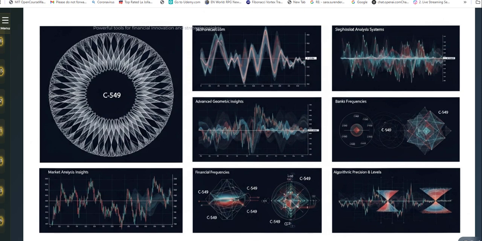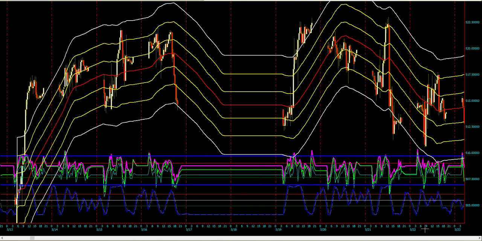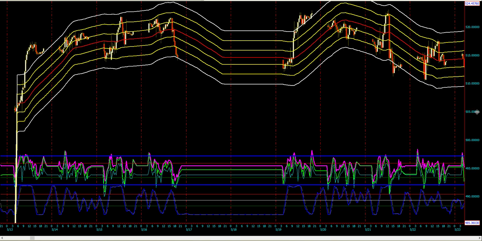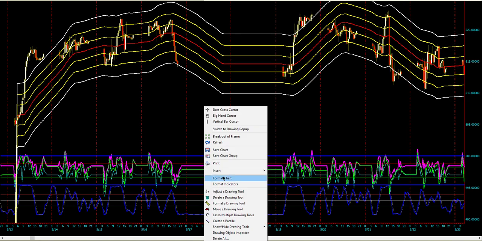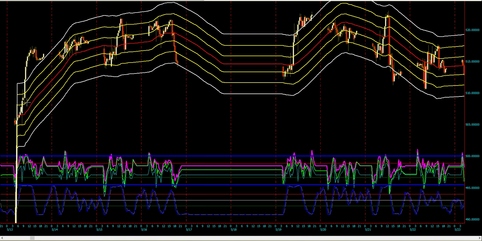stochastic RSI on a 30-minute chart to take these directional bets. So here we have on the screen the fast oscillator, balance imbalance oscillator, and then we have this power bands.